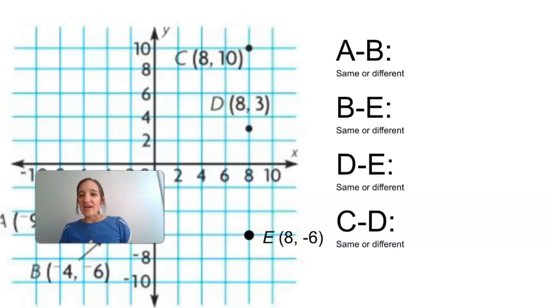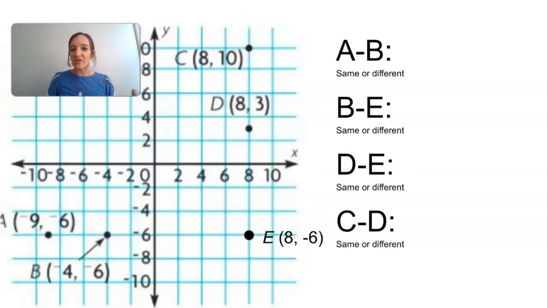Okay, here we go. So when we look at two distances, we're going to first see if they're in the same or different quadrant. So here is A, here is B. They're in the same quadrant, right? They're both in quadrant 3. So that means we are going to subtract. What are we going to subtract?